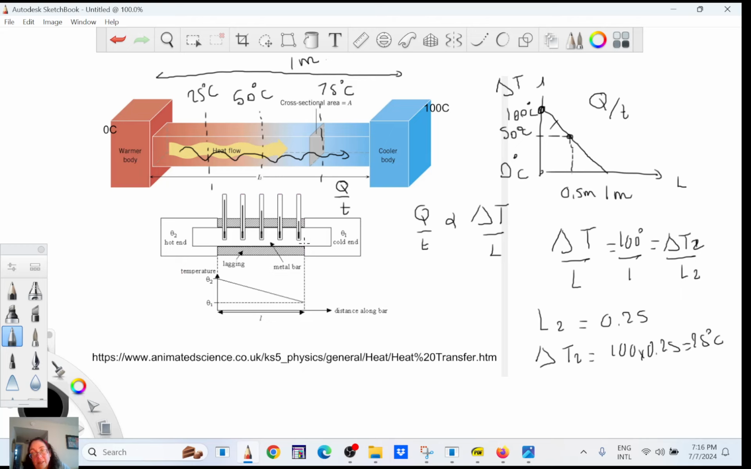You have a bar here. This is hot, you know the temperature. This is cool, you know the temperature. And you see that the temperature is going to decrease, but it's going to be a linear relationship. So you have a linear relationship between the length of your bar and the gradient. And if you want to learn more, here I have the link where I found this diagram.